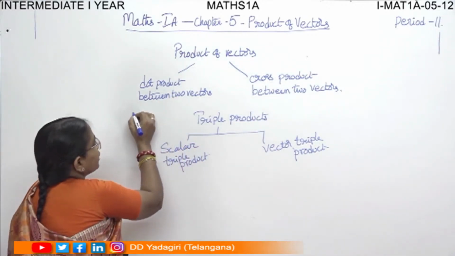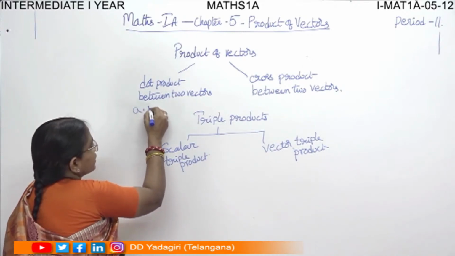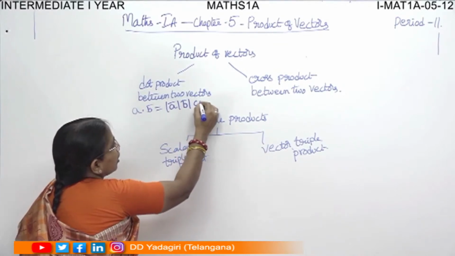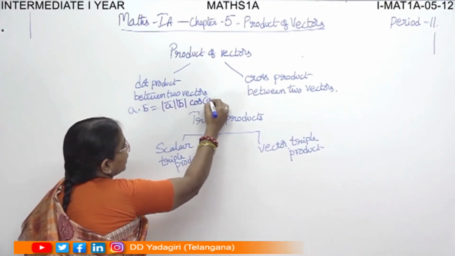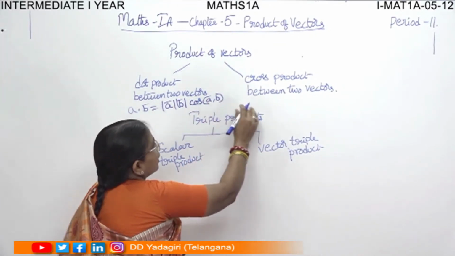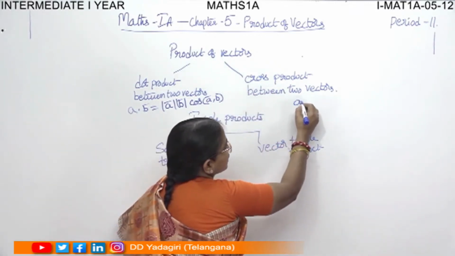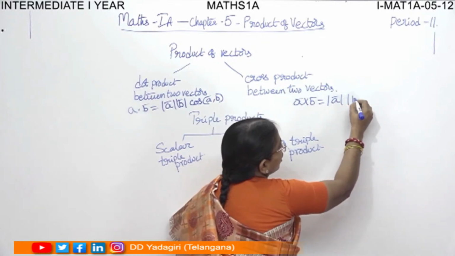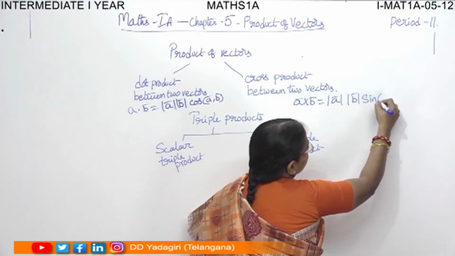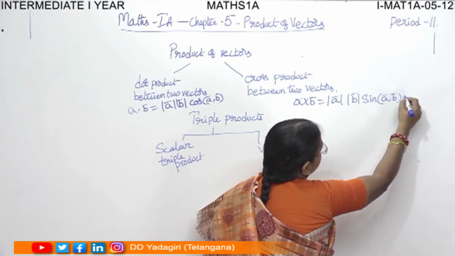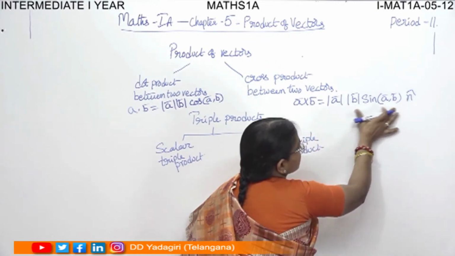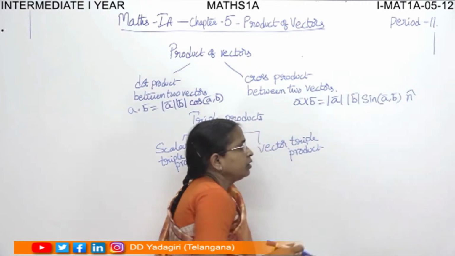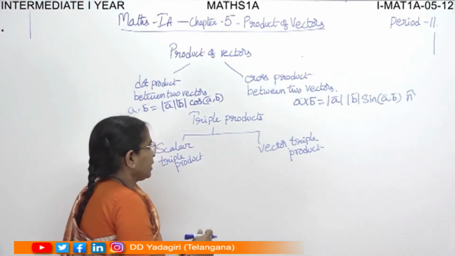In this dot product, we defined A dot B as equal to mod A into mod B into cos of angle between A and B. And then the cross product between two vectors, A cross B, is equal to mod A into mod B into sine of angle between A and B into n cap. So all this is a number, and some number into n cap is again a vector. So A cross B is a vector.